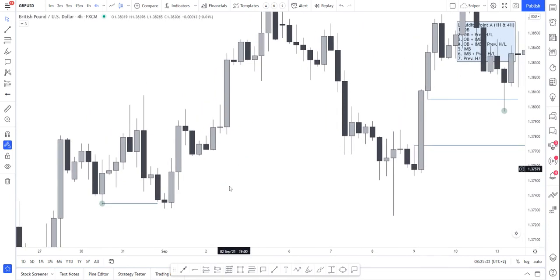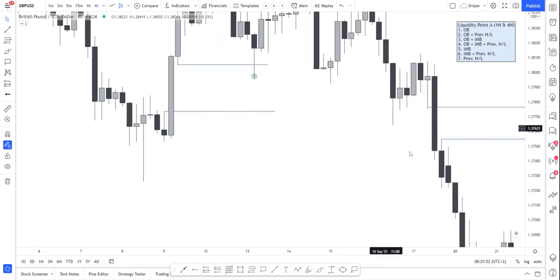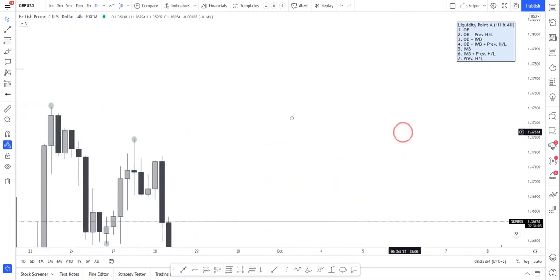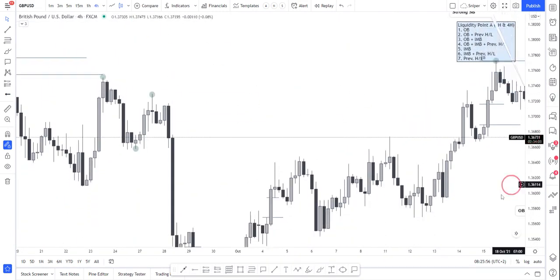Let's look at one more example. Here we had it as well. So that was the imbalance. And you can see how these candles traded down into it, took the imbalance there and started moving back towards the upside. So that is imbalance. And so now we have combinations of imbalance and how we look at it.